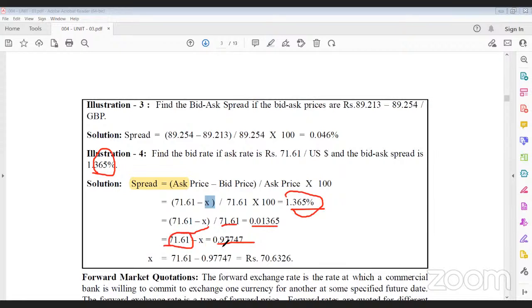71.61 is simplified further to find X, which equals 71.61 minus 0.97747, which equals 70.6326. Okay, so the bid rate is 70.6326.